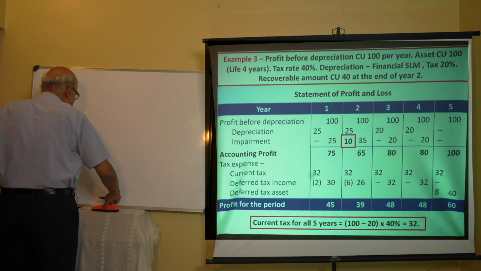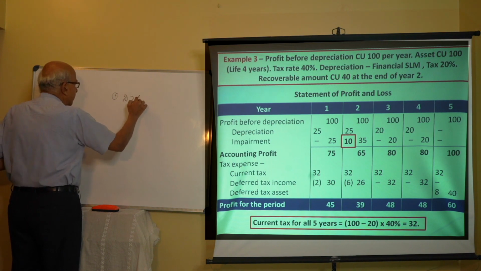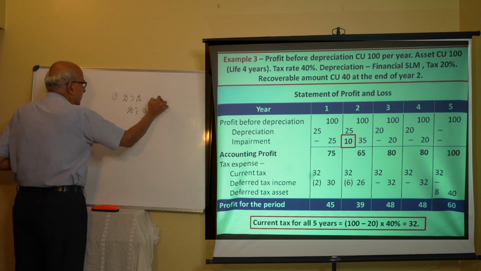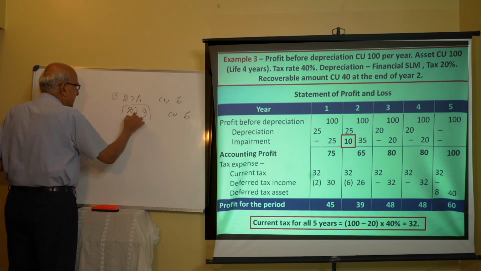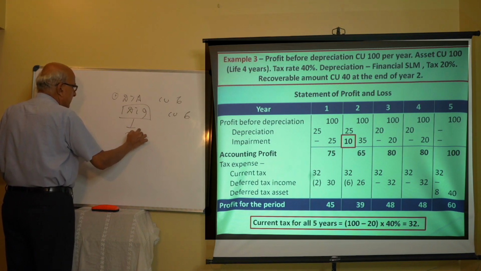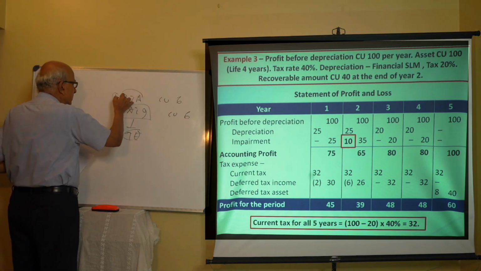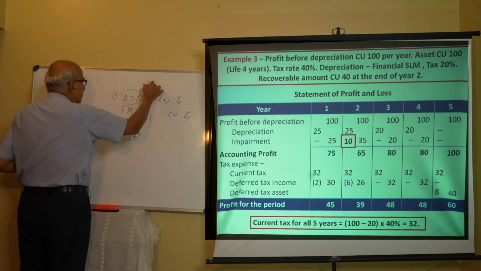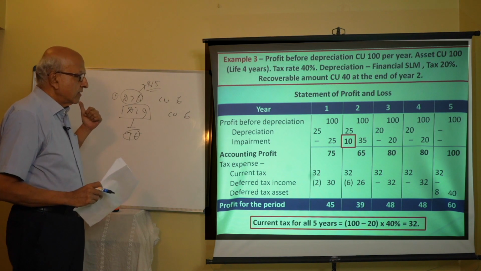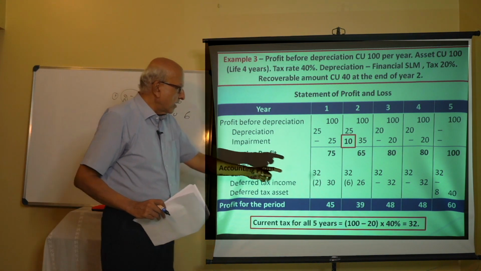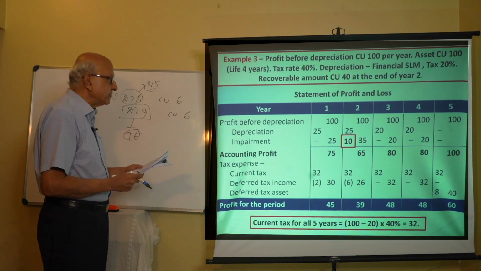Same entry, deferred tax asset to deferred tax income, CU6, CU6. This is tax expense, and this is balance sheet. So in the balance sheet, 2 rupees created earlier and 2 rupees now. So the balance at the end of year 2 is 8.